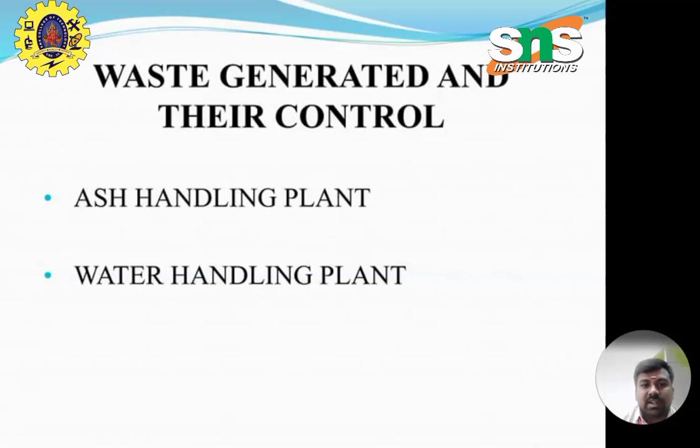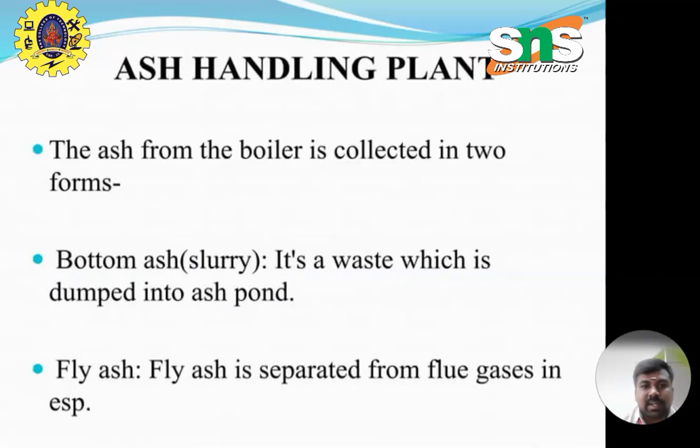The waste generated and their control. There are two methods: ash handling plant and water handling plant. In the ash handling plant, the ash from the boiler is collected in two forms. Bottom ash, that is slurry, is the waste which is dumped into the ash pan. The second one is the fly ash, which is separated from the flue gases.